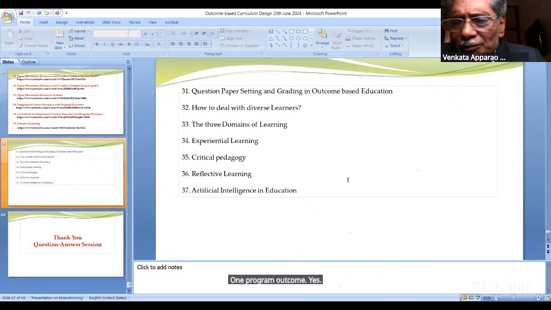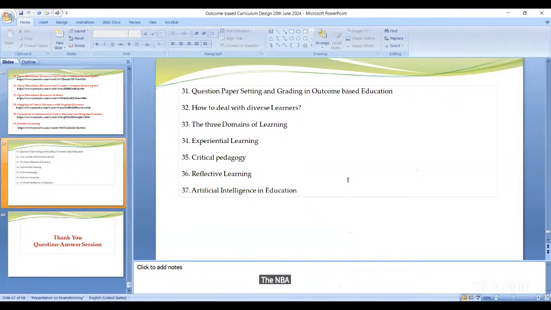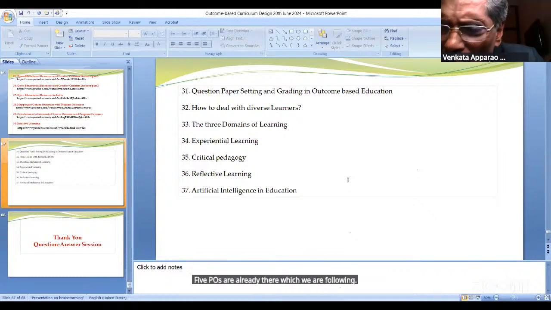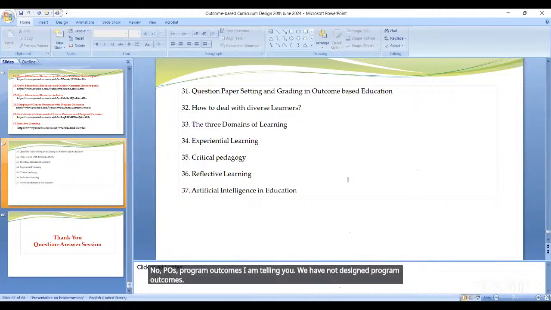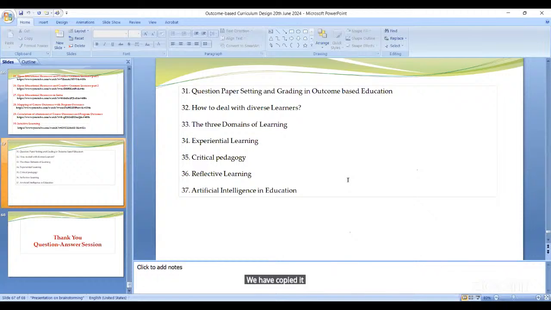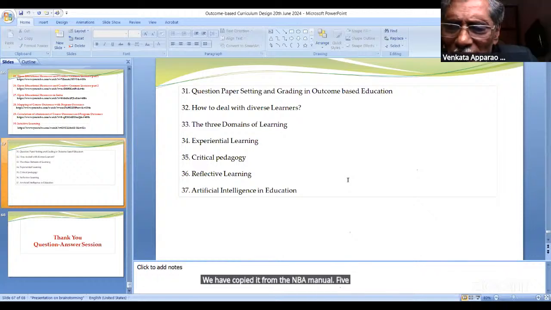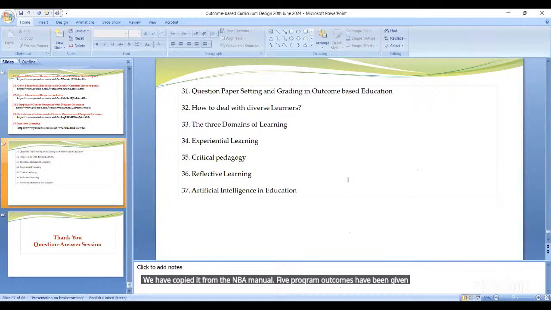Yes. The NBA itself has given for the management program 5 POs. 5 POs are already there, which we are following. 5 POs? Yeah, 5 program outcomes. POs or PEOs? No, POs, program outcomes, I am telling. We have not designed program outcomes. We have copied it from the NBA manual. 5 program outcomes have been given by the National Board of Accreditation for management programs.